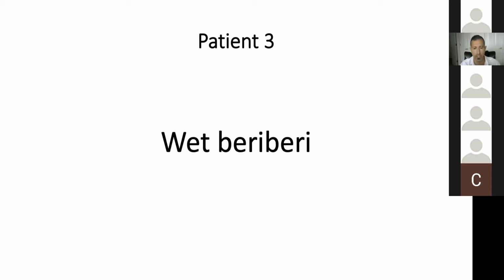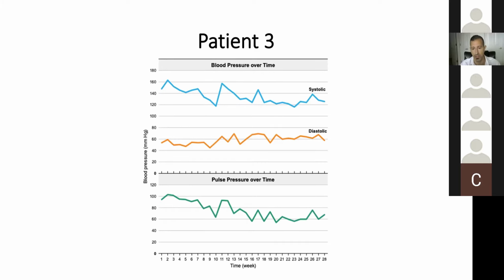And why is it so important to make the diagnosis of wet beriberi? Because it's curable. It's absolutely curable. And with alcohol cessation, so he stopped using alcohol, and he was treated with thiamine replacement, you can see how his pulse pressure narrowed over time. So over the course of 28 weeks, his pulse pressure went from right around 100 down to around 60. And so this patient was cured. He no longer needed diuretics, no longer had heart failure.